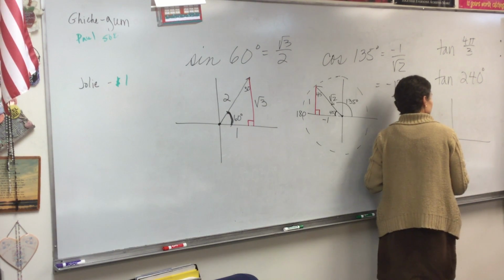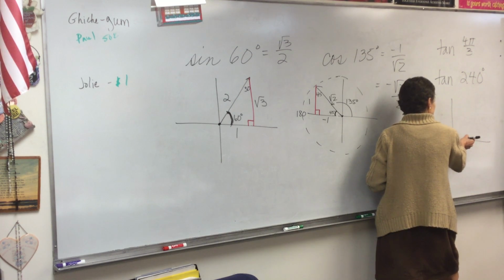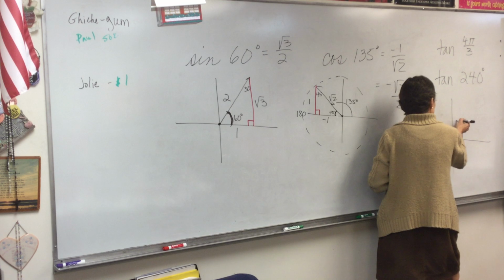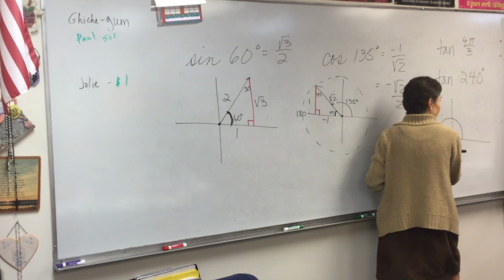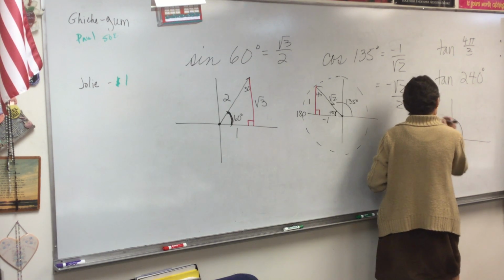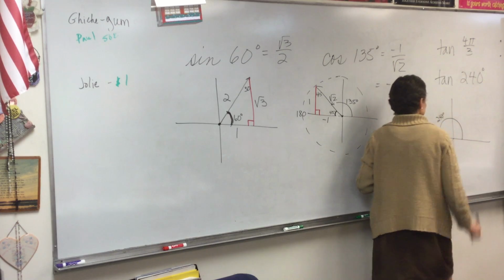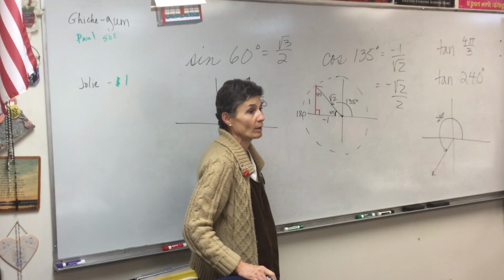So 240 in standard position. Remember, we are starting here. So 240, around we go. Stop about here? Where exactly you stop is not important, but we definitely need to be in quadrant 3. Would you agree with that? Yes. 240 is in quadrant 3.